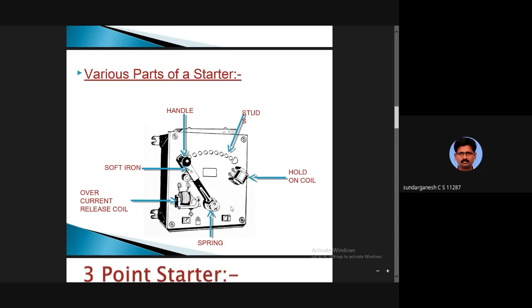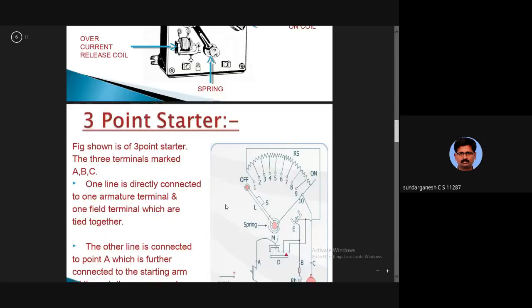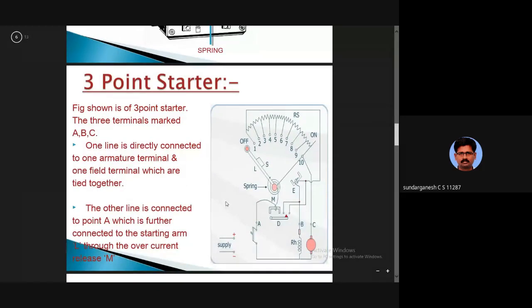When the supply is cut off, the spring will automatically make it go to the off position. Here it is the off position, and here it is the on position. We slowly move and place the handle here. When the supply is cut off, the electromagnet fails, and the spring makes the handle move to the off position. That is the use of the spring. So this is the construction of a 3-point starter. This 3-point starter is used for shunt motors and compound motors.